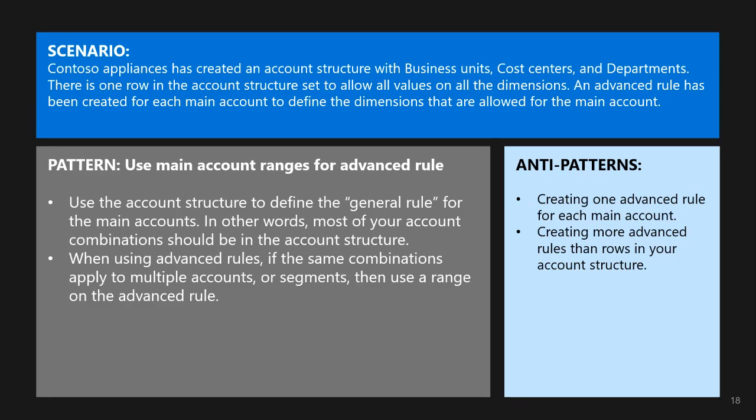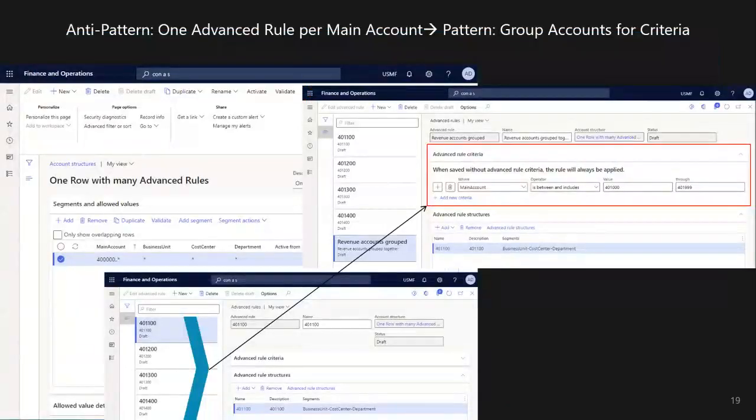Yeah, so we put some pictures together again on this one. In this case, you can see we did one row with many advanced rules. So I said all of my P&L, 400,000 star, so like any account. And you can see that there's just the one row in there, and we've got business unit, cost center, and department with the stars. But then I started making advanced rules where I have one advanced rule per main account.